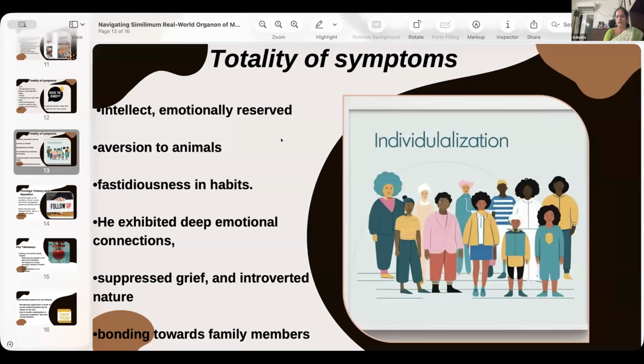Considering this totality of symptoms, I have chosen Natrum muriaticum 30 CH. After 4 months, I repeated Natrum muriaticum 200. After 3 months, I repeated Natrum muriaticum 1M, one dose.